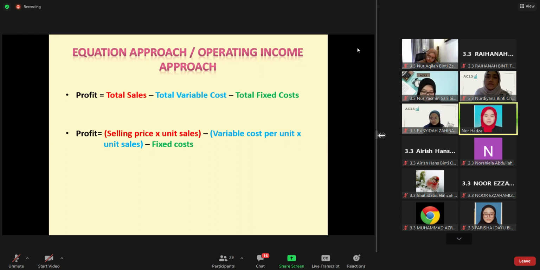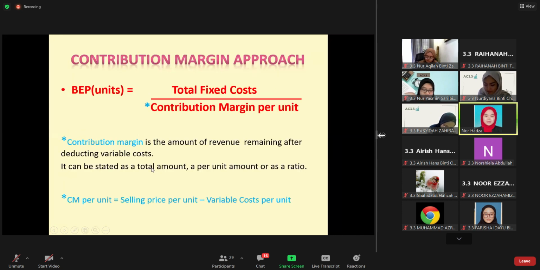So from this equation, when you want to calculate the break-even point, the profit amount should always be 0. So when profit is 0, you should be able to calculate the break-even point in units. The other method is by using the equation, the contribution margin approach.